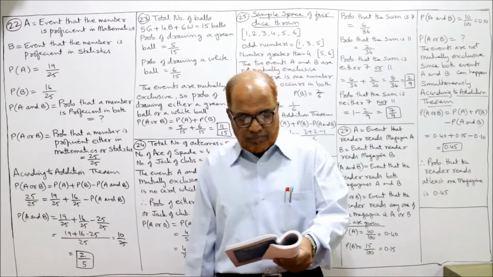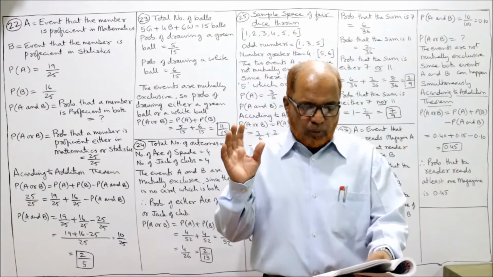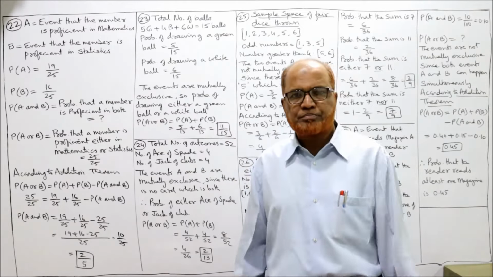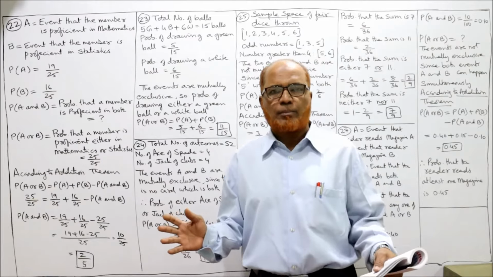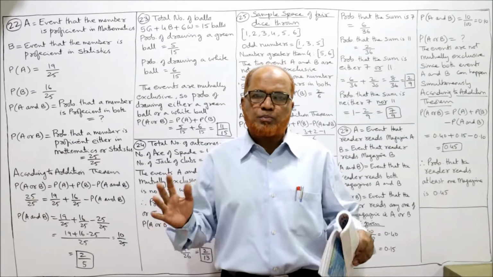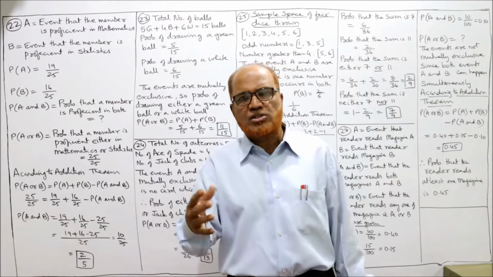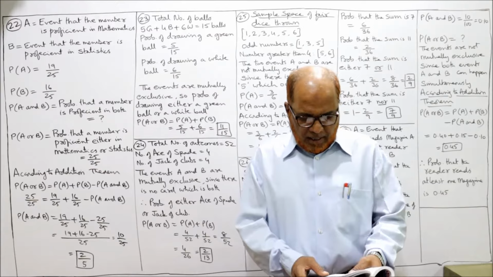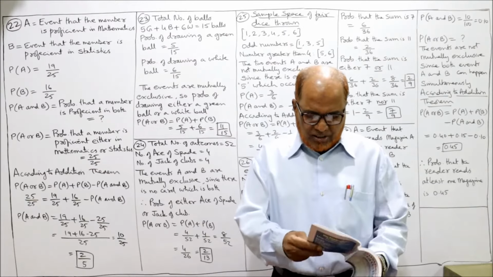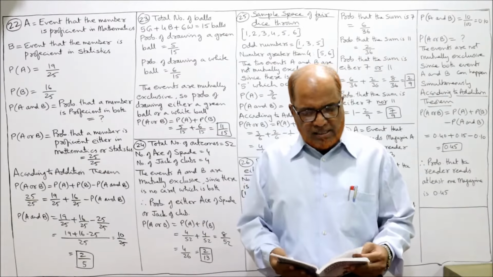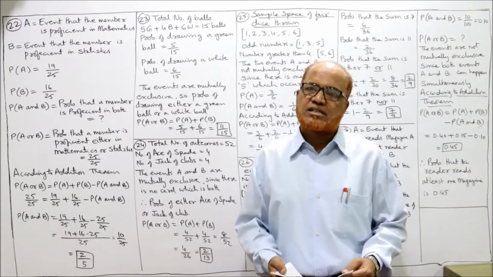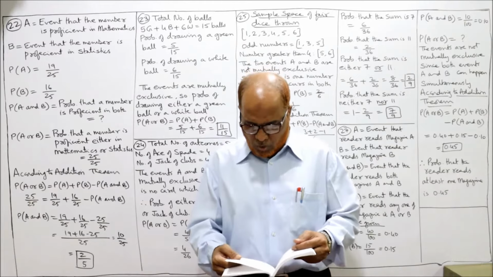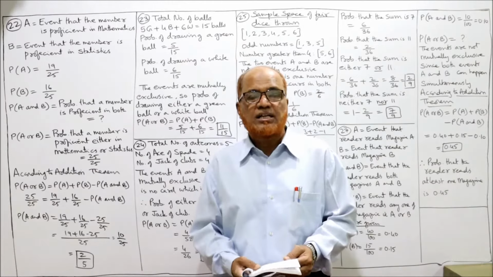Now, 22nd problem, see carefully. In a committee consisting of 25 members, everyone is proficient in mathematics or statistics or both. So 25 members are there in the committee. Every member is proficient either in mathematics or statistics or both. Now, among them, 19 members are proficient in mathematics and 16 are proficient in statistics. So in these 25 persons, 19 are proficient in mathematics and 16 in statistics.